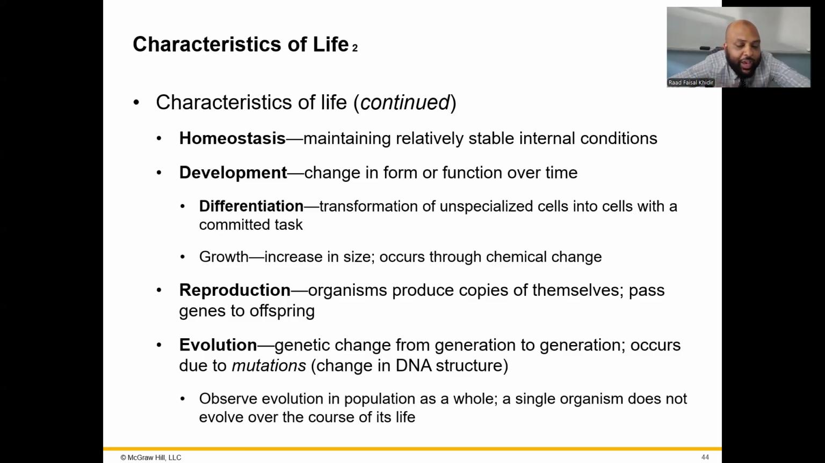And finally, as living things, we must be able to propagate evolution. Evolution is the genetic change from generation to generation, and it occurs due to mutations. Mutations are changes in DNA structure. We observe evolution in a population as a whole, and a single organism does not evolve over the course of its life.